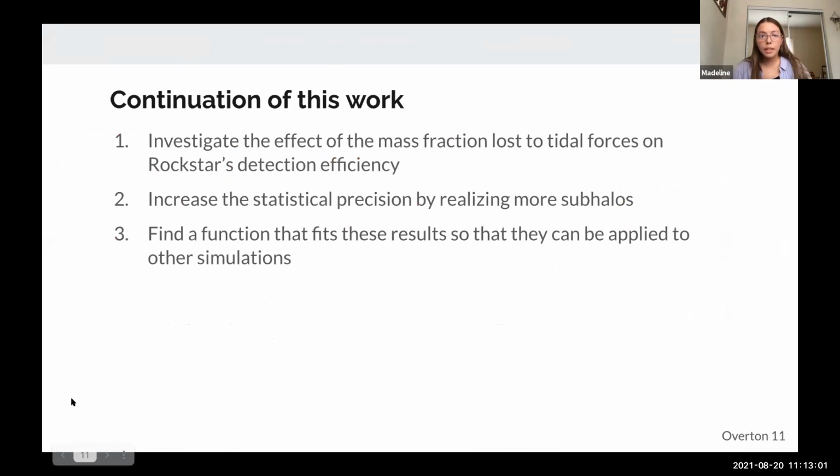I'm excited to keep working on this project. Some of the things that I'd like to do are also investigate the effect of the mass fraction loss to tidal forces and how that is affecting Rockstar's detection efficiency. It's also necessary to increase the statistical precision by realizing more subhalos, particularly in the low mass range where the effects are bigger. And finally, we intend to fit a function to our results so that they can be applied to simulations. I look forward to sharing those findings with you in the future.